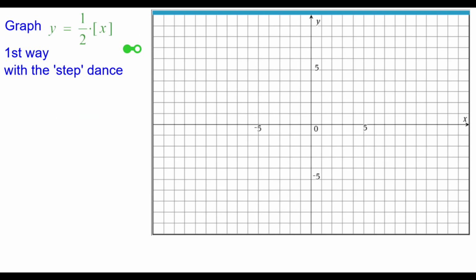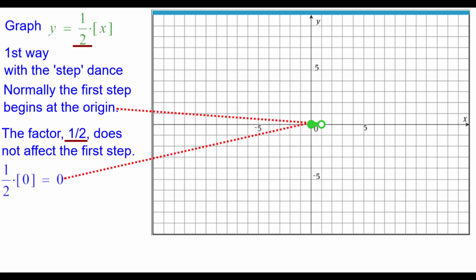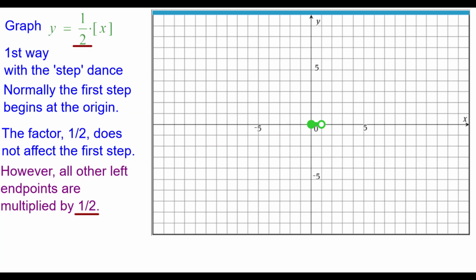The first way is with the step dance. Normally the first step begins at the origin. The factor 1/2 does not affect the first step because 1/2 times the greatest integer of 0 is 0. So we'll go ahead and plot the first step at the left endpoint at the origin. However, all other left endpoints are going to be multiplied by 1/2. For example, 1/2 times the greatest integer of 1 is 1/2. So we'll plot at 1, 1/2, the left endpoint.